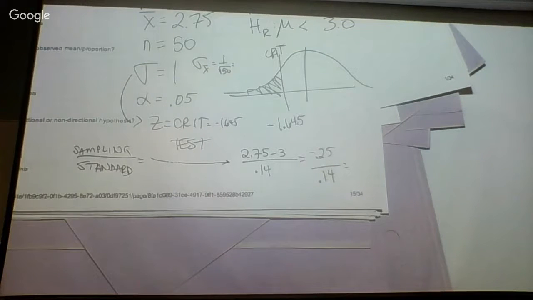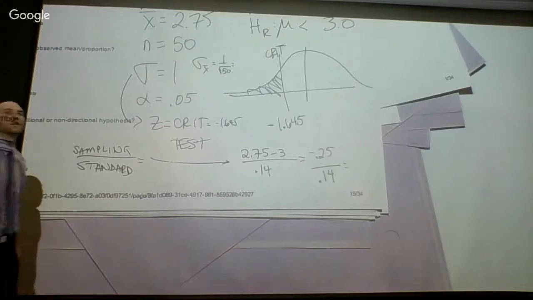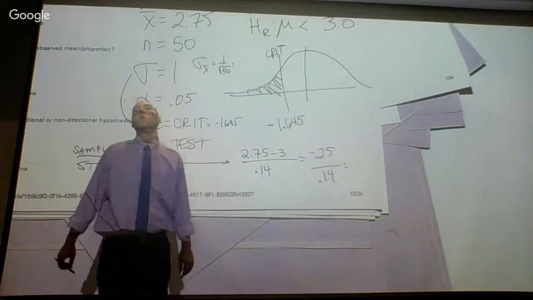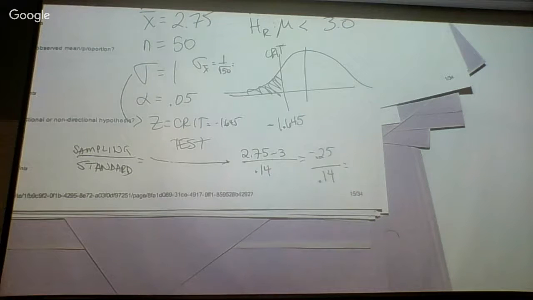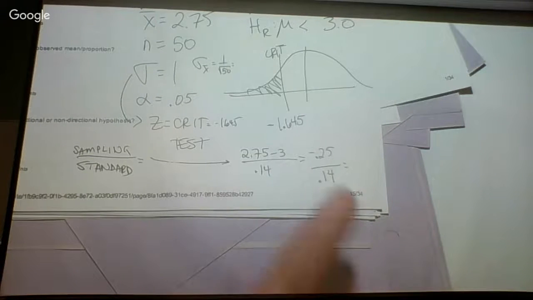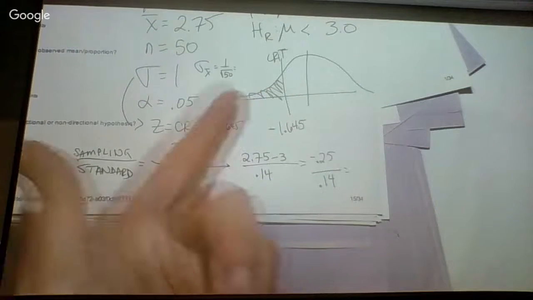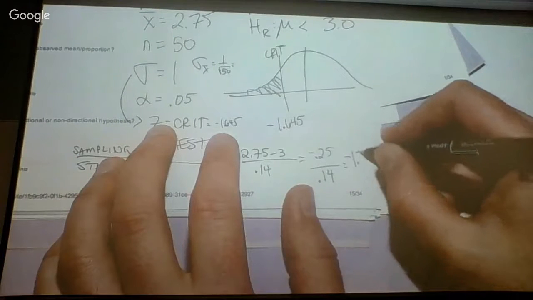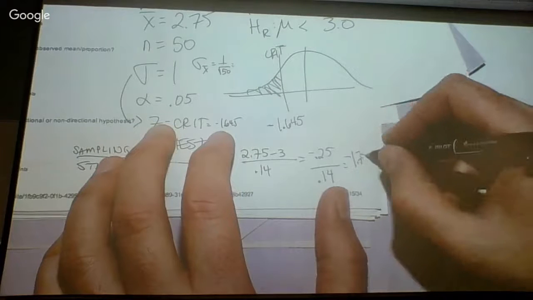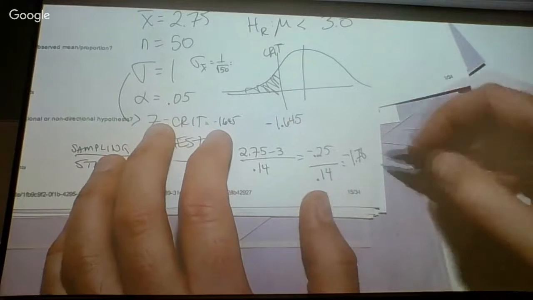What's the final answer here, Chris? Yes, please. Negative 1.78. Ooh. Dramatic. It's a close one. Normally we're getting test statistics which are like 4 or 3. This one there's a little drama behind it. What'd you say? Negative 1.78. Yeah.